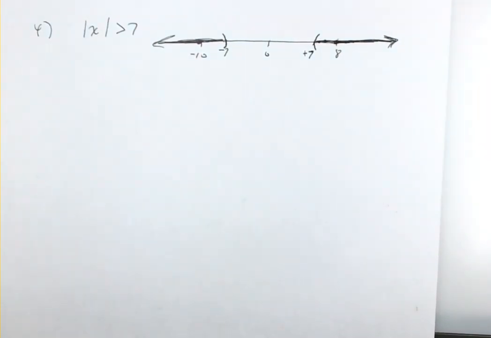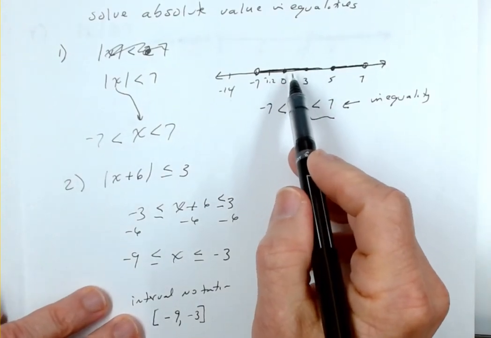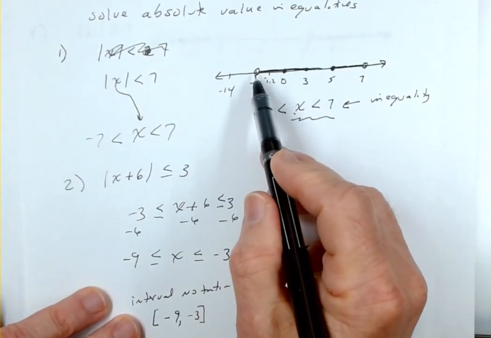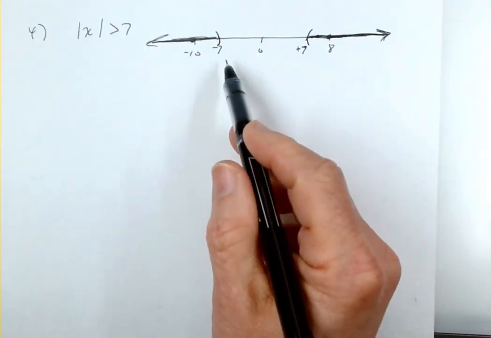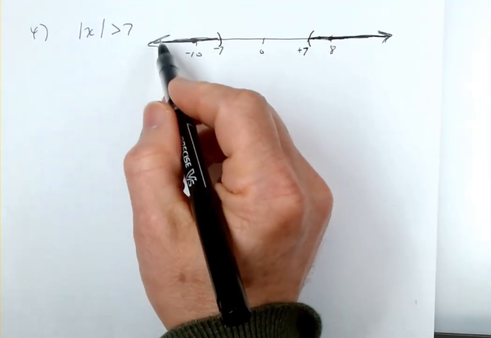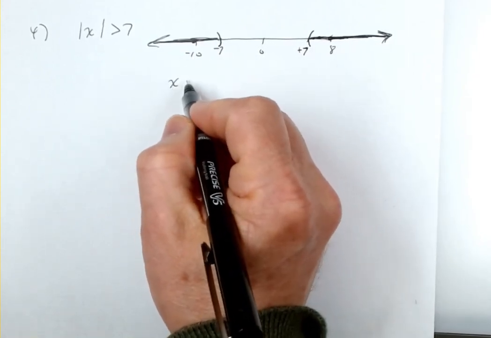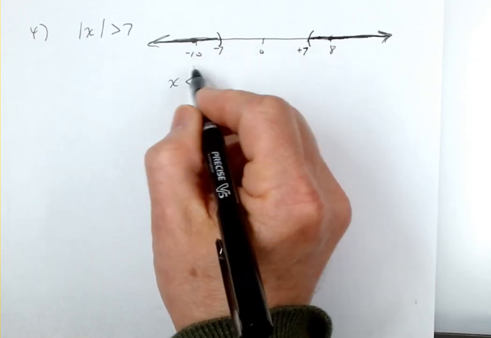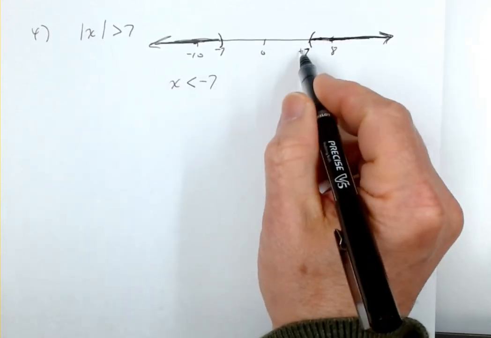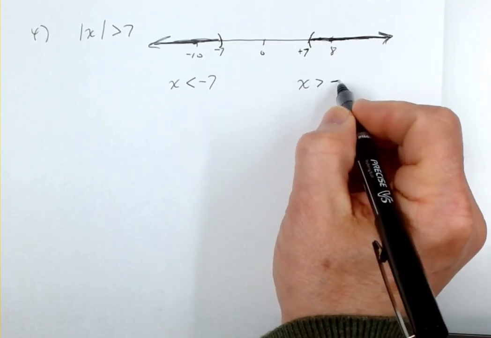So when we did this, we said all of the x's, which means my solutions, would be any real number between negative 7 and 7. That's what this means. This part here says that x has to be less than what? Negative 7. This says x has to be what? Greater than 7.